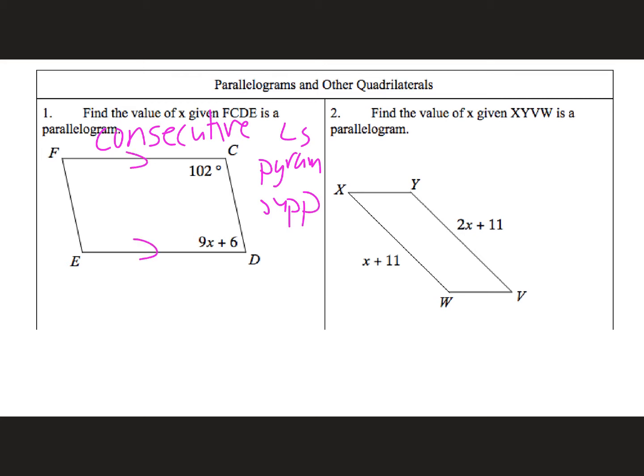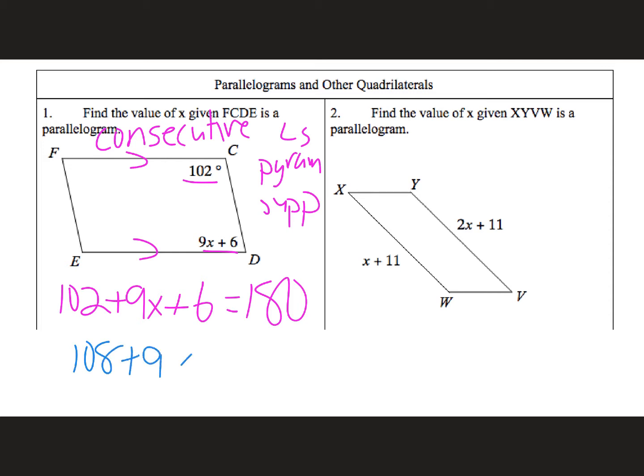These are parallel lines. Those are same side interior angles, so they're supplementary. 102 plus 9x plus 6 equals 180. That's what supplementary means. Let's go ahead and combine like terms on the left side. 108 plus 9x equals 180. We're going to subtract 108 from both sides, and we're going to get 72. Divide by 9, we get 8. So x is 8.